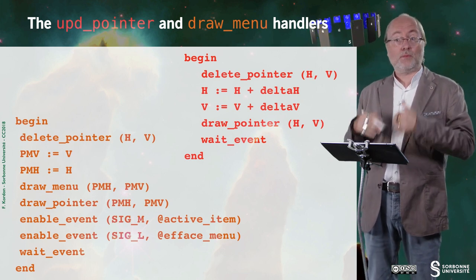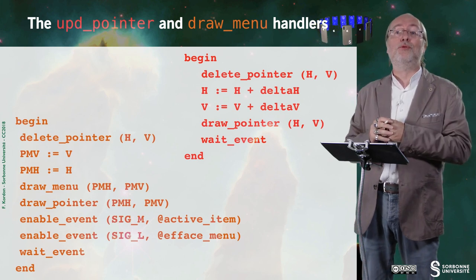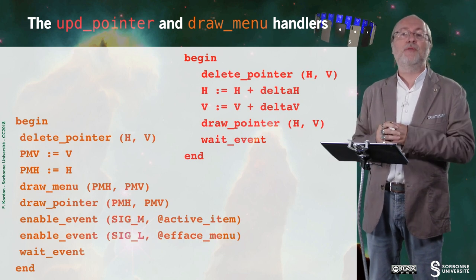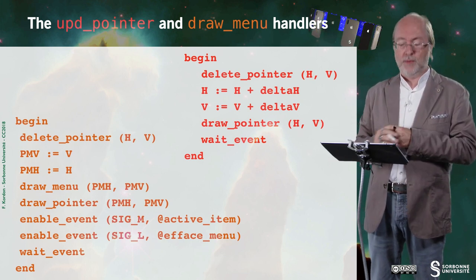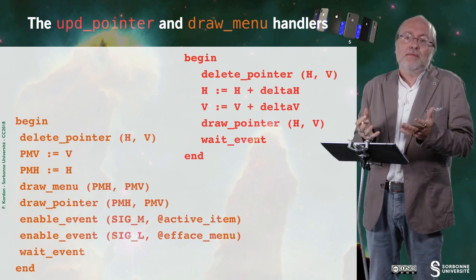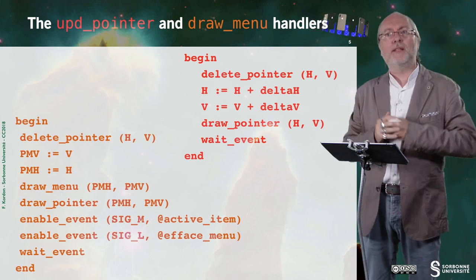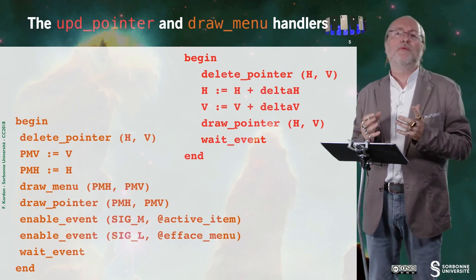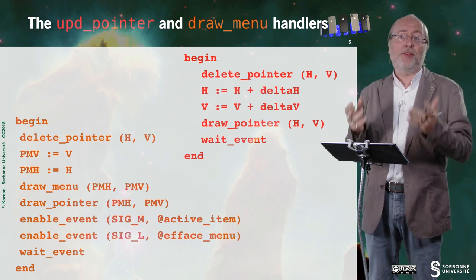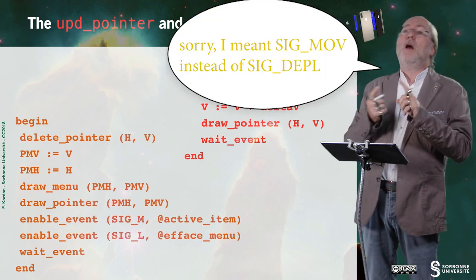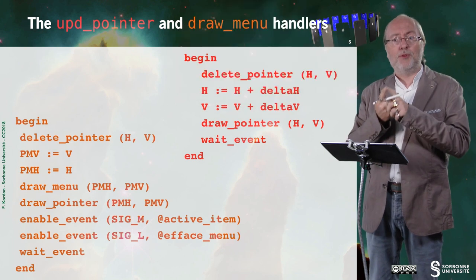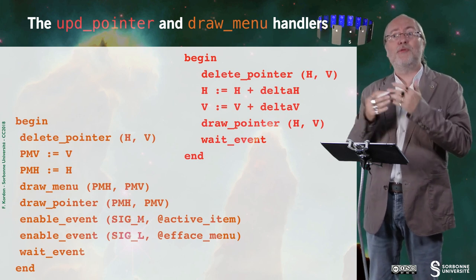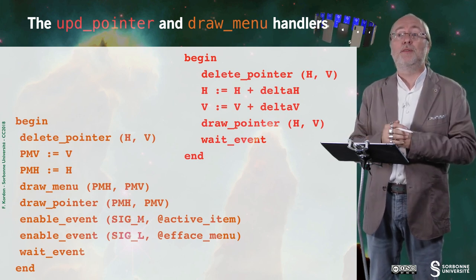SIGL must delete the menu. So you associate with SIGL this primitive, effacement menu, that deletes the menu. And once you've done this, you say again to the operating system, I have nothing else to do, please call me back when some event occurs for me. And there will be three events: another SIGDEPL, SIGM, which is now captured, and SIGL, which is still captured, but in a different way than with the previous primitive.